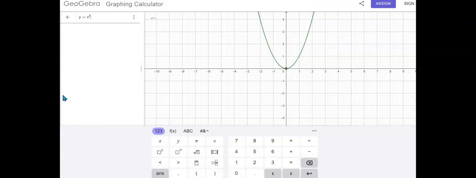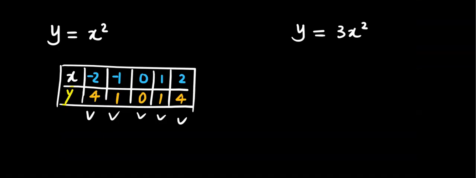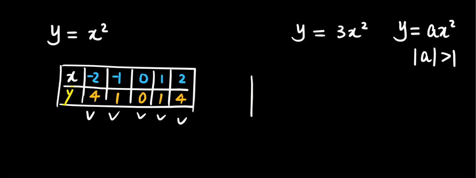The next one, we're going to graph y equals ax squared. We're going to graph y equals 3x squared. This is the form y equals ax squared, where the absolute value of a is greater than 1. We need to keep this parent function because it will save our time.